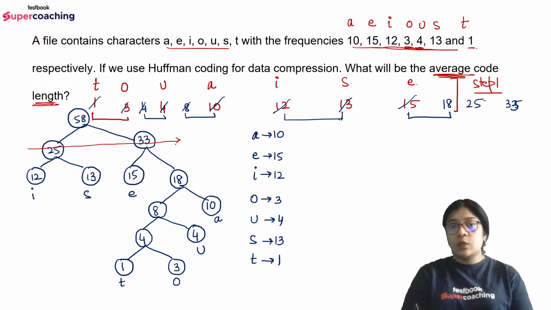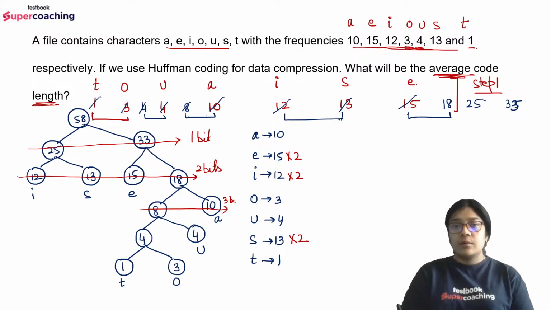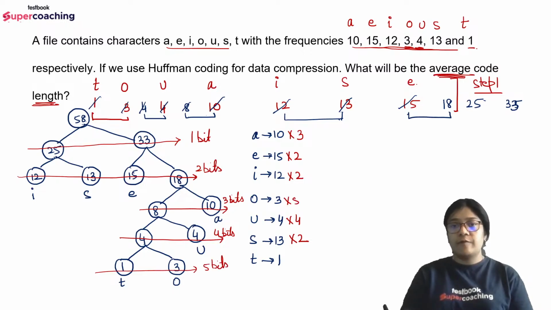Let's see how far from the root each one is. 1 bit, but here no character is coming. Then 2 bits are required at the next level. Which letters are coming here? I, E and S. So 2 bits are required for I, E and S. For A, 3 bits are required. 3. U, 4 bits, U needs 4 bits. T and O require 5 bits.